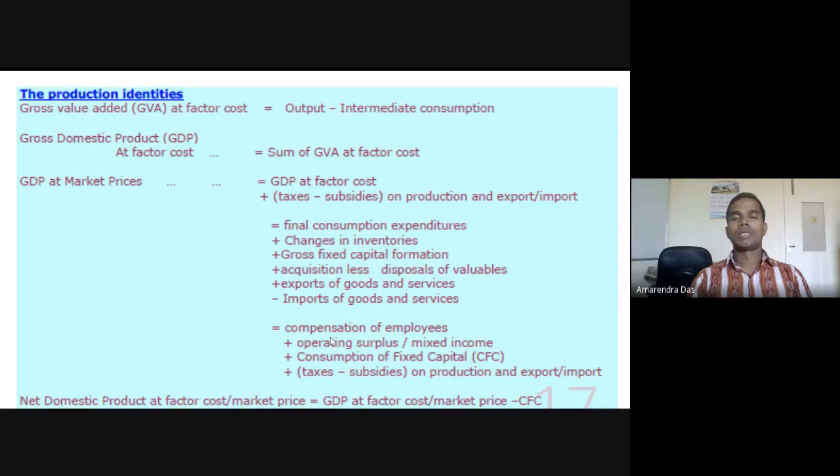And then the third one: compensation of employees, plus the operating surplus or mixed income from self-employment, then consumption of fixed capital, plus taxes minus subsidies on production and on export and import. This is basically the income method. And net domestic product at factor cost or market price can be derived by deducting the consumption of fixed capital from the GDP at factor cost or the market prices.